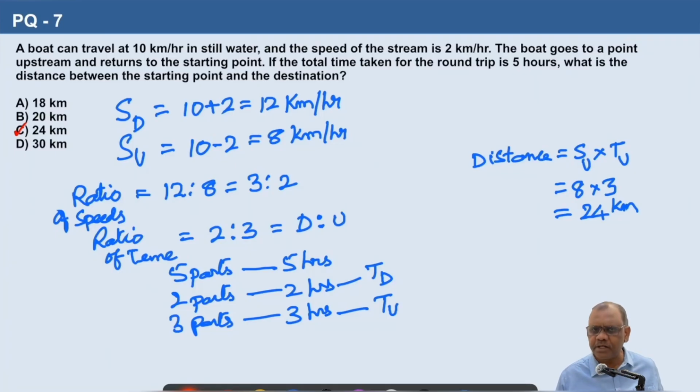Or you can multiply the downstream speed with the downstream time, where the downstream speed is 12 and the downstream time is 2. So here also it is 24 kilometers. In both ways you got the same answer. 24 kilometers is the distance. So option C is the correct answer.